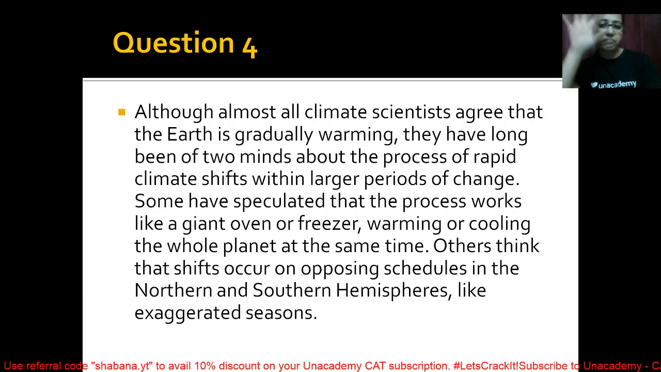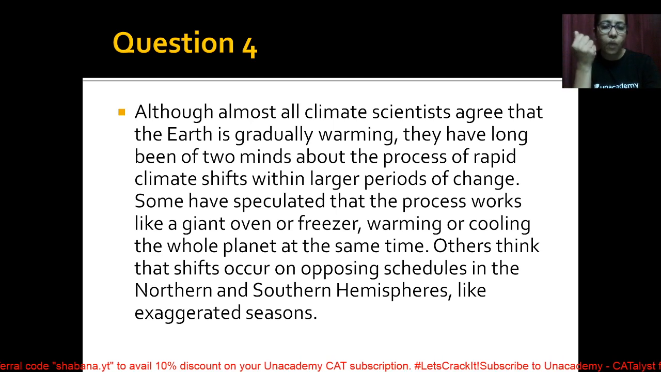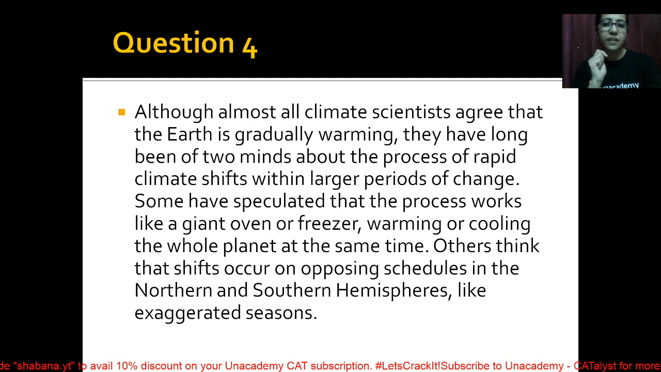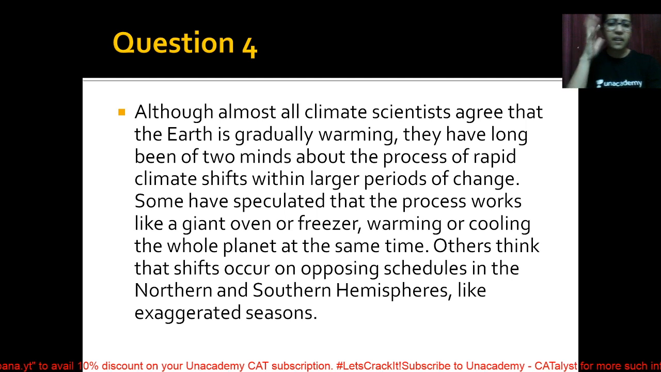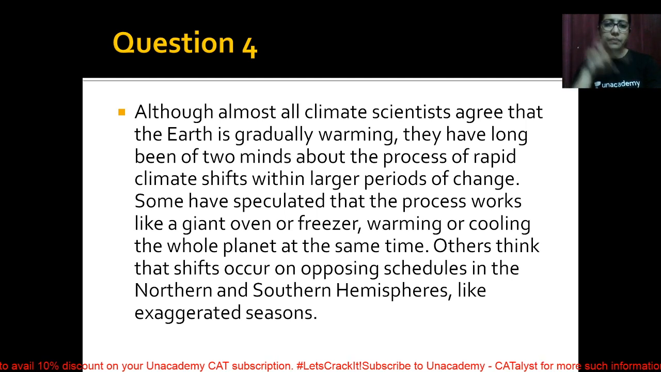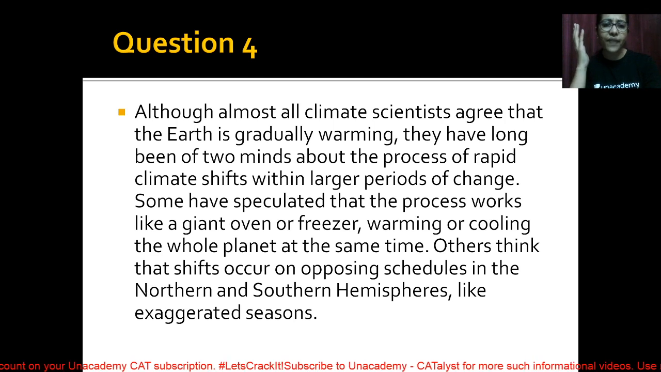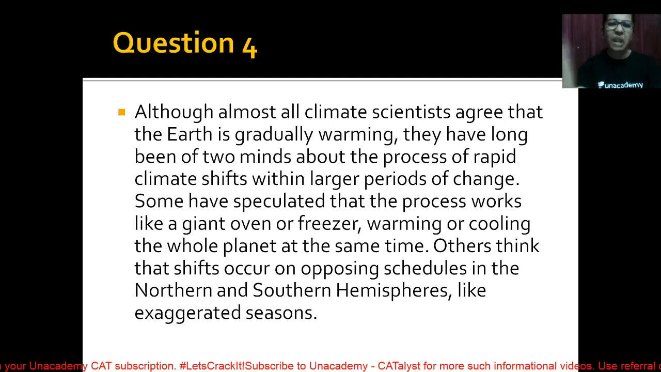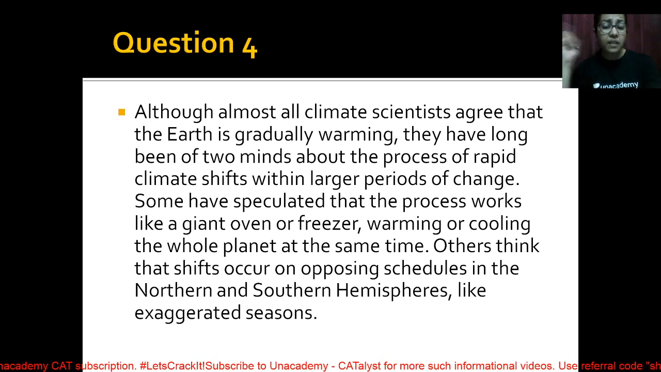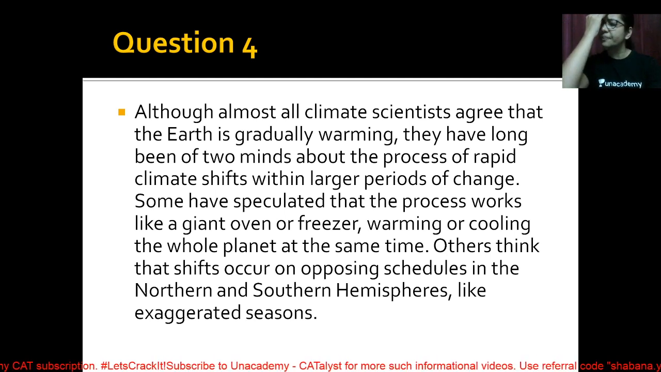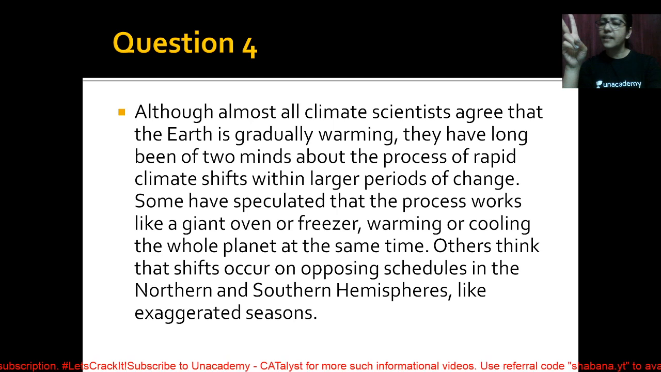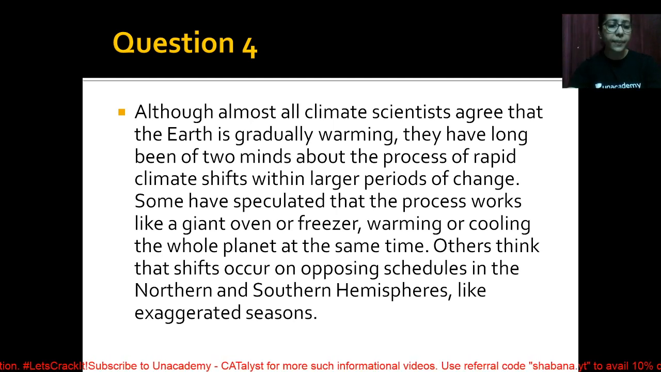Scientists agree kar rahe hain global earth is gradually warming. Hemant ko isme bhi doubt tha. I'm coming to this. Scientists, Earth is gradually warming. Two minds, process of rapid climate shifts. Fine. Some have speculated giant oven freezer, something blah blah. Others, so mera processing chal raha hai. Do type ke scientists hai. Ek ye kehta hai, ek wo kehta hai.